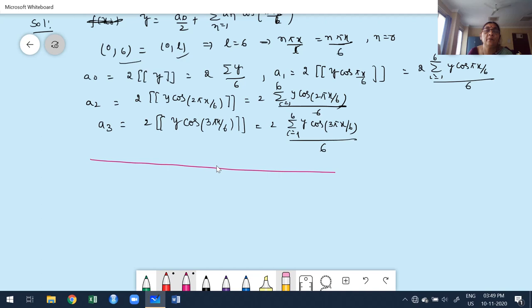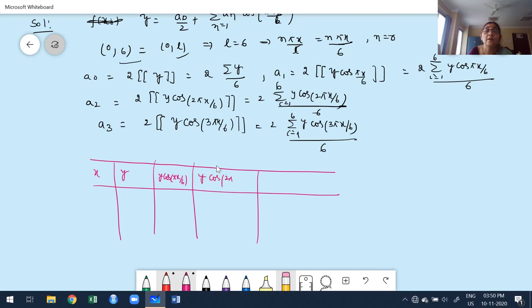I'm moving a little bit fast because you know how to construct the table. This way you have to construct the table. Now this is nothing but x, this is nothing but y, this is nothing but y into cos of πx by 6. This is nothing but y into cos of 2πx by 6. This is nothing but y into cos of 3πx by 6. If you cancel, we get cos of πx by 2.